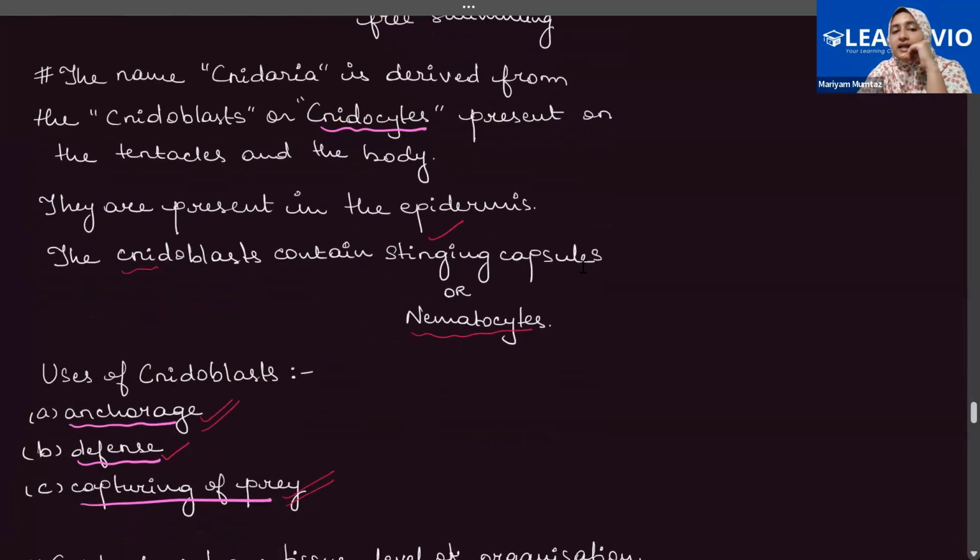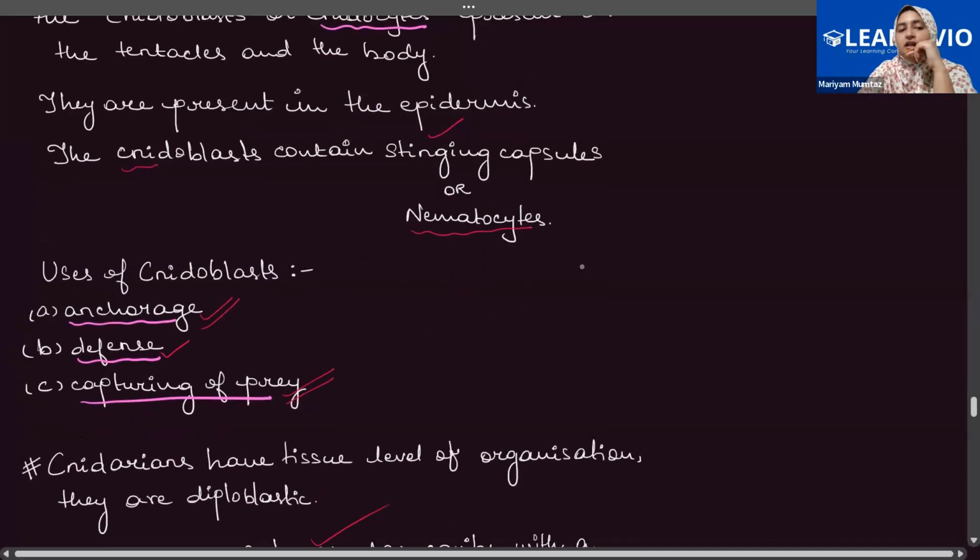Now the name Cnidaria is derived from cnidoblasts or cnidocytes. These are special cells that are present on the tentacles. The coelenterates have tentacles in their body, and those tentacles have cnidoblasts or cnidocytes present on them. Also they are present in the epidermis area. Epidermis means outermost layer.